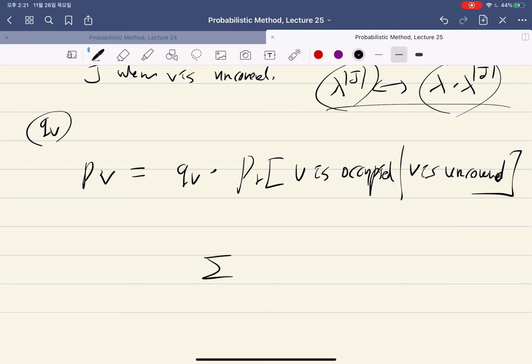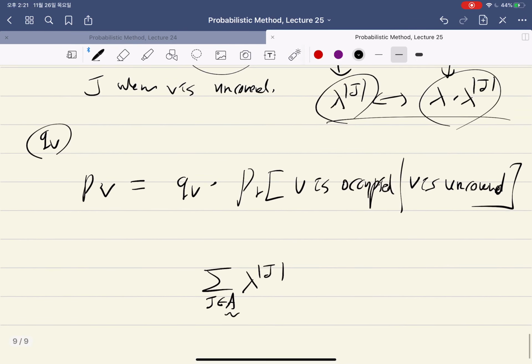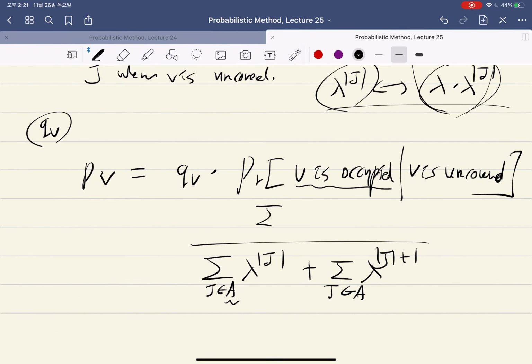So whatever term here we have, for some summation, for whatever this A is, the exactly independent set here, you have this over the term where B is occupied, which is this summation of J in A, lambda times lambda to the J. Let's write it this way.